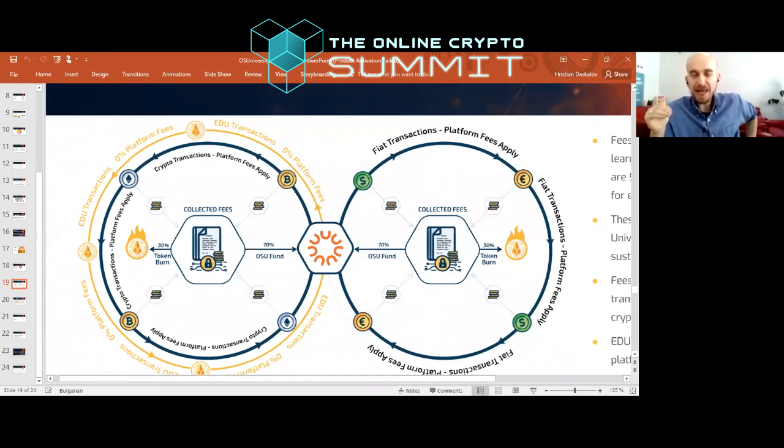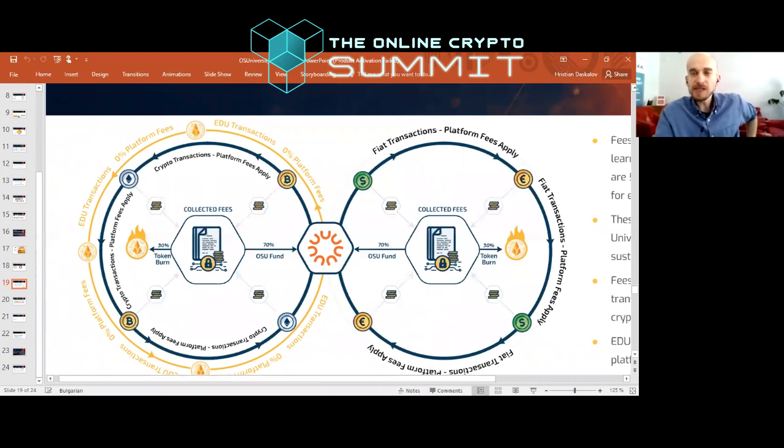Whenever you buy educational programs or courses through the platform, you don't pay a subscription or any other sort of fee. So the price for the services and the products you are using through the educational marketplace is lower than if you are going to pay with Bitcoin or if you're going to pay with Ethereum. This is the first incentive for people to use the token.